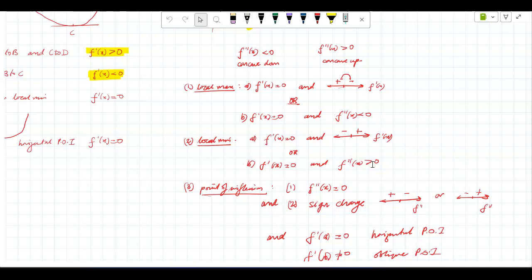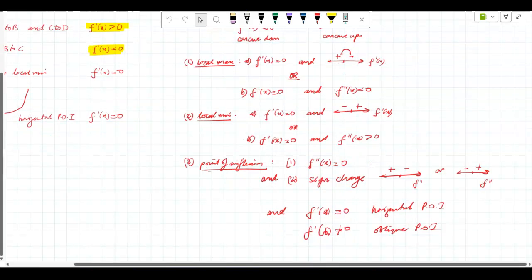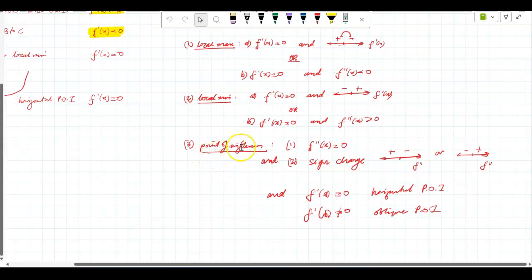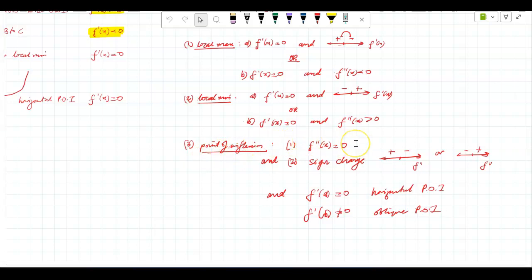It's like a cup, concave up. Now, point of inflection. For a point of inflection, the second order derivative is equal to 0, and there should be a sign change for the second order derivative.